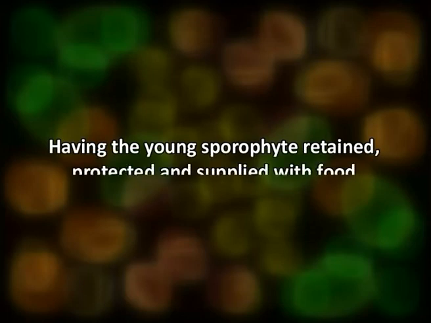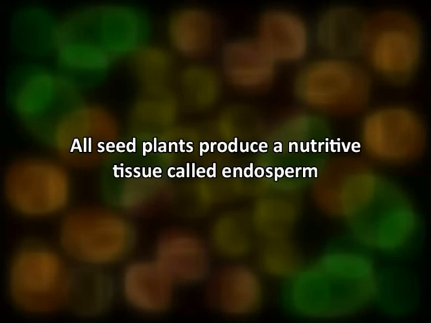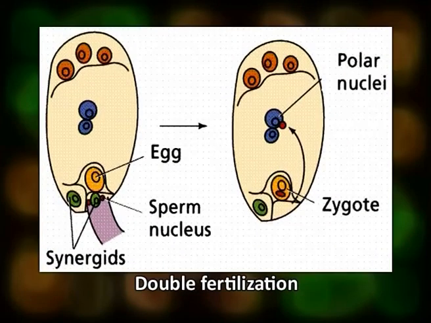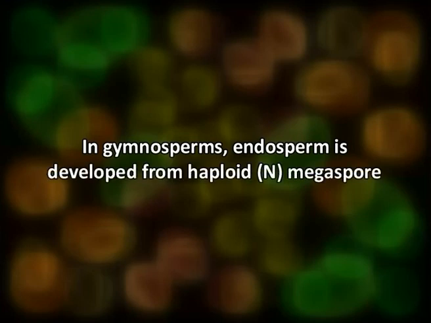Seed plants are the most successful of all the land plants in no small measure because they gained considerable advantage by having the young sporophyte retained, protected, and supplied with food. All seed plants produce a nutritive tissue called endosperm. In angiosperms, this is triploid, 3N in nature, because of the union of one male gamete with two polar nuclei in embryo sac at the time of fertilization. This phenomenon is called double fertilization, a unique feature of angiosperms only. In gymnosperms, endosperm is developed from haploid N megaspore. Endosperm provides nutrition for developing embryo and the seed at the time of germination.